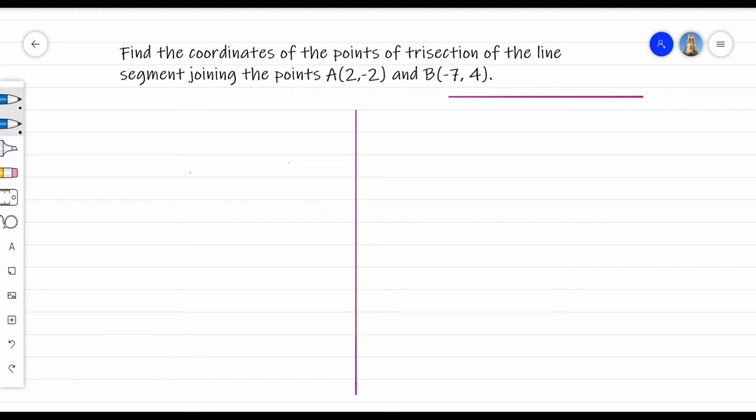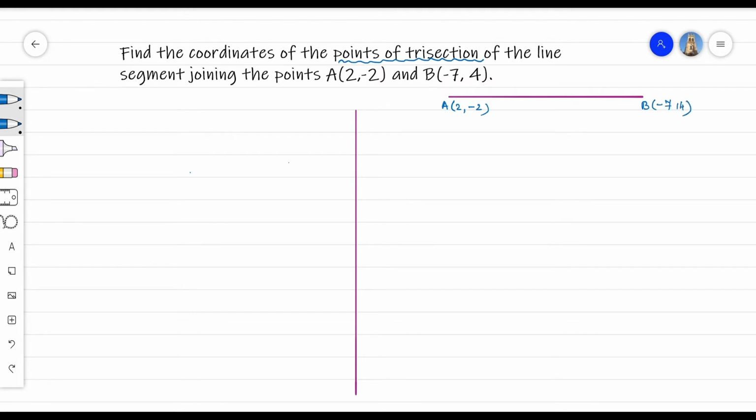Find the coordinates of the points of trisection of the line segment joining the points A(2, minus 2) and B(minus 7, 4). It is one of the important types of sum from the examination point of view. Here, the key word that we have to note down is points of trisection. And hence, let us draw a line segment to represent the given sum in terms of a diagram. So the points A and B, (2, minus 2) and (minus 7, 4).